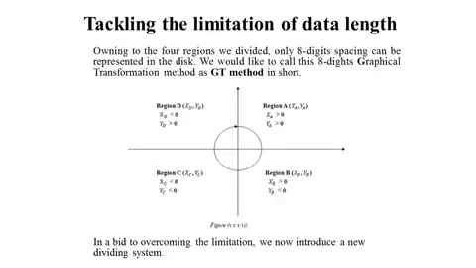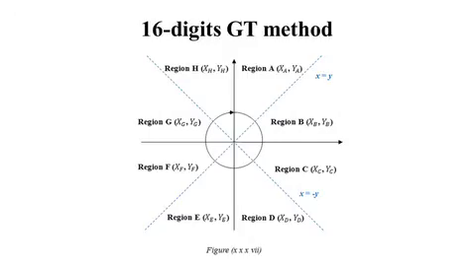Knowing that the graphical transformation method, which we would like to call the GT method, has a limitation in data length, we try to tackle the problem by dividing it into more quadrants. So, we transform 8 digits to 16 digits. In this GT method, we can obtain 16 digits by adding 2 lines, x equals y and x equals minus y. If we want to hide a longer message, we can even bisect more lines to increase the number of quadrants. From how we transform 8 digits to 16 digits, it is not hard to deduce that 32, 64 digits can be achieved if wanted.